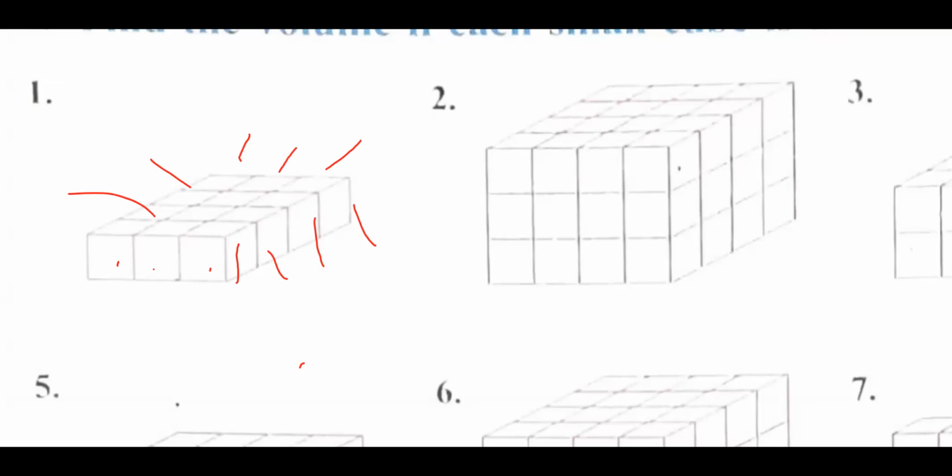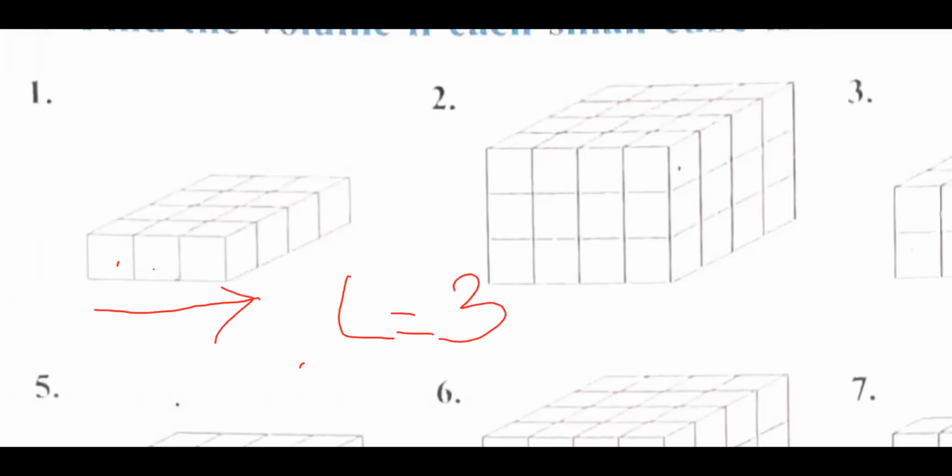Done by formula, then same way, right? What we need to do is multiply length into breadth into height. So here, what is the length, Asmi? Length is 3 centimeters. Breadth is 4, right? Yes. 1, 2, 3, 4. And height is 1.